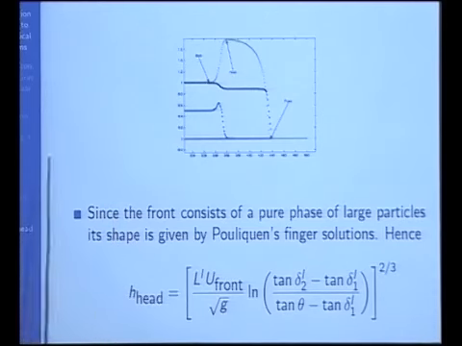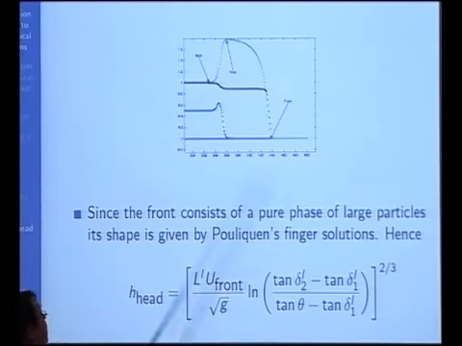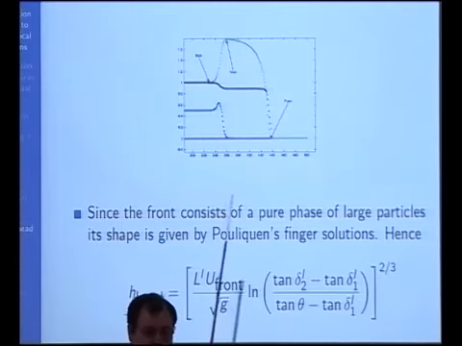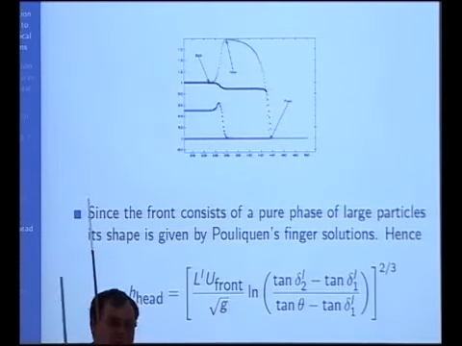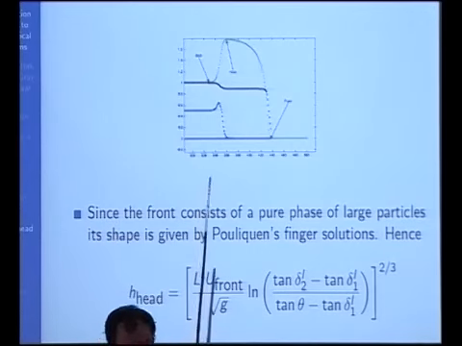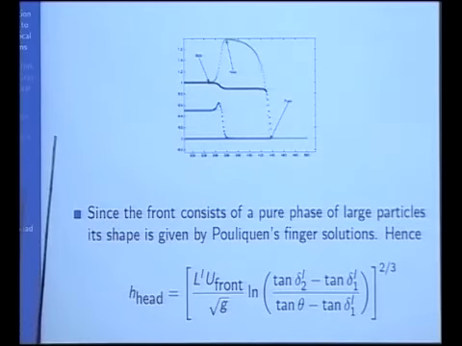So as I say, we understand this a bit, and because we know it's the Pouliquen finger shape, we can predict the height of this head. That formula gives us a recurrent head. But there's an interesting thing when you write this in here. If you lower the angle such that the larger material is going to stop, you don't get a result for the height of the back of the head. So that leads us to what we're going to do next.